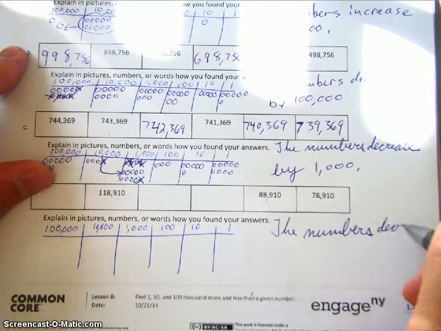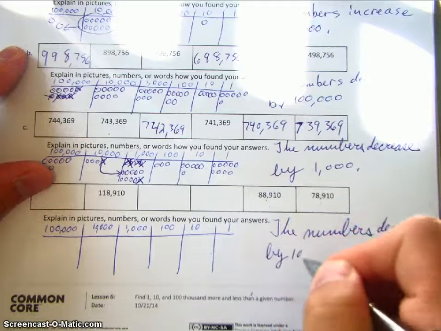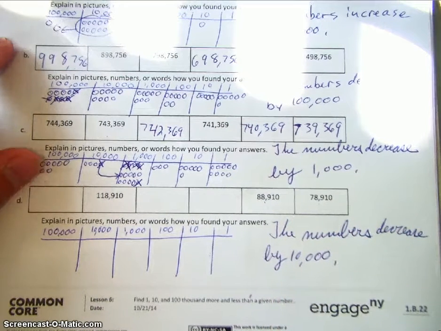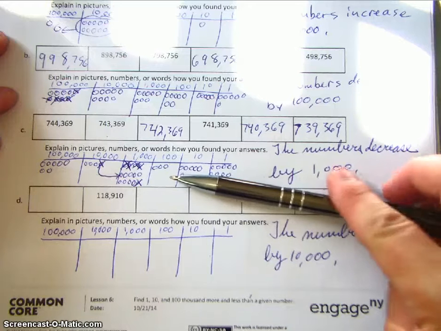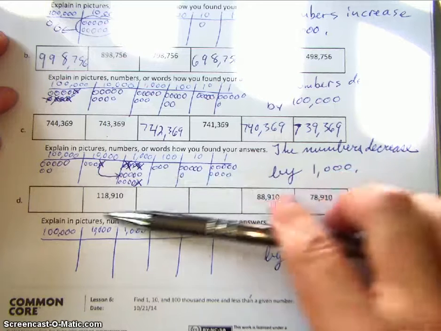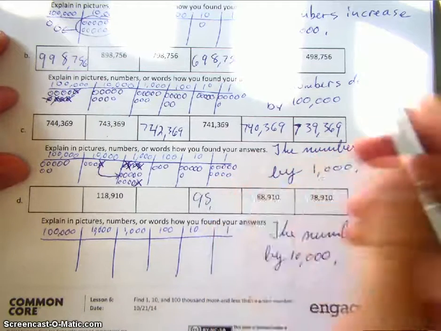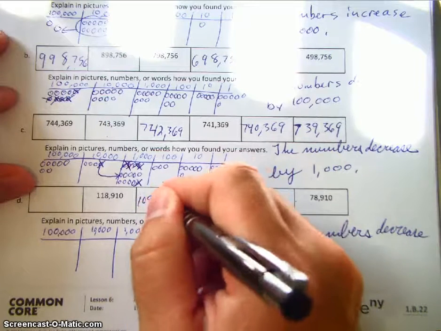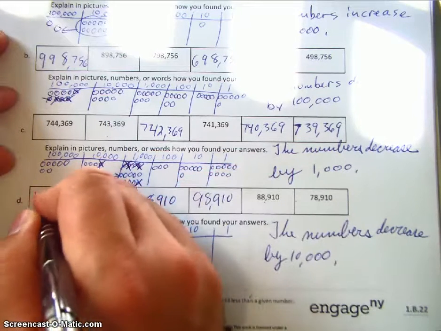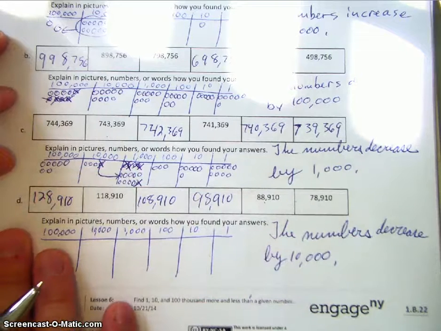So the numbers are decreasing. Okay, and this time the place value that's changing is our 10,000s place. So the numbers decrease by 10,000. Okay, now to fill in our number pattern here, we have to go backwards. So we're actually going to be adding to fill in the numbers that come before. Okay, so we have to add because we're going in the reverse order to fill in the previous numbers.